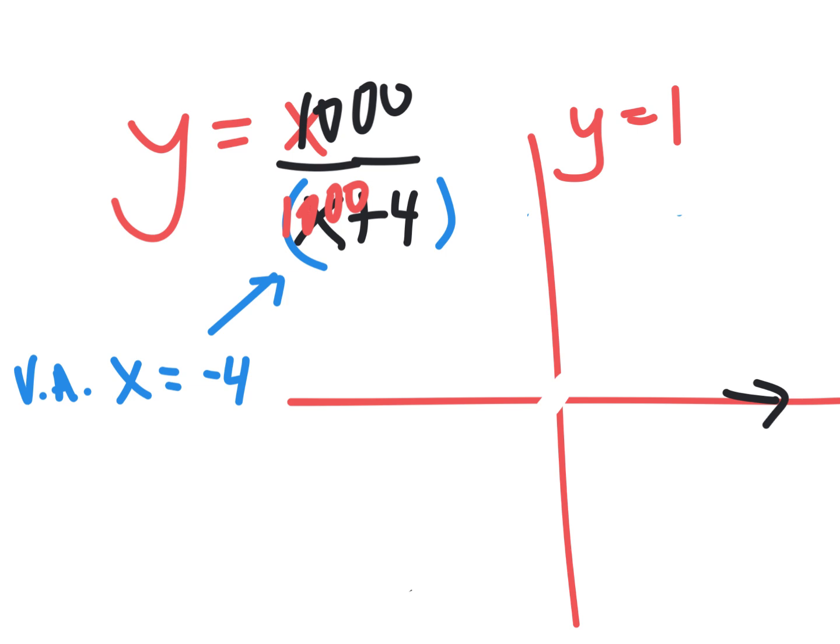In the long run, what's it going to go to? 1,000 over 1,004. Y equals 1,000 over 1,000 about. 1,000 over 1,000 is 1. Y equals 1. Yes, you're rounding. We don't always have to be super accurate in math. We're saying it's about 1.